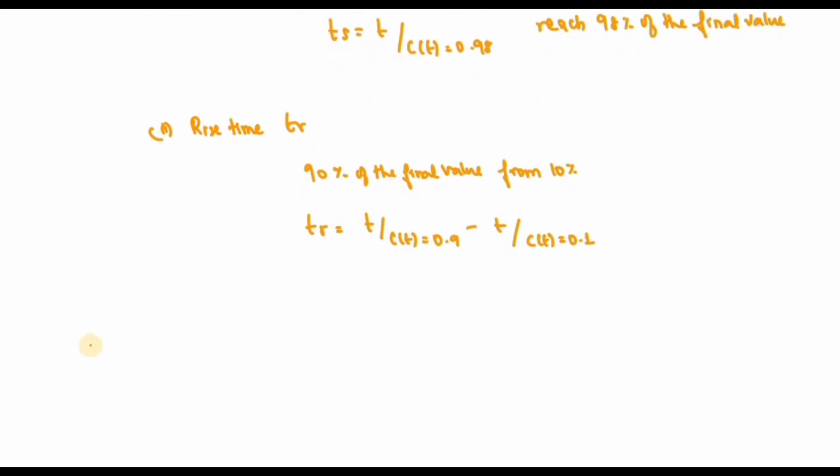Okay, the third one is delay time. It is represented as TD, that is T when C of t is equal to 0.5. That is the time taken by the response of the system to reach 50% of the final value.